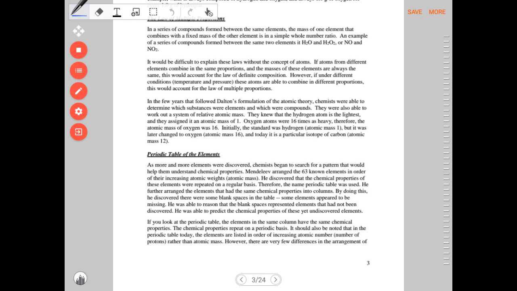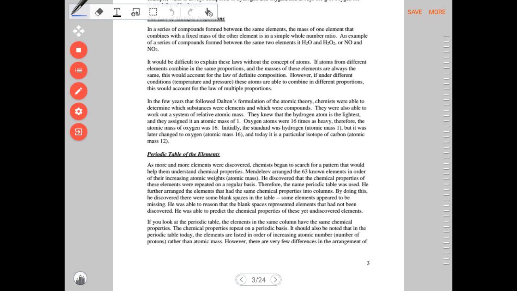He further arranged the elements that had the same chemical properties into columns. By doing this, he discovered there were some blank spaces in the table. Some elements appeared to be missing. He was able to reason that the blank spaces represented elements that had not been discovered.